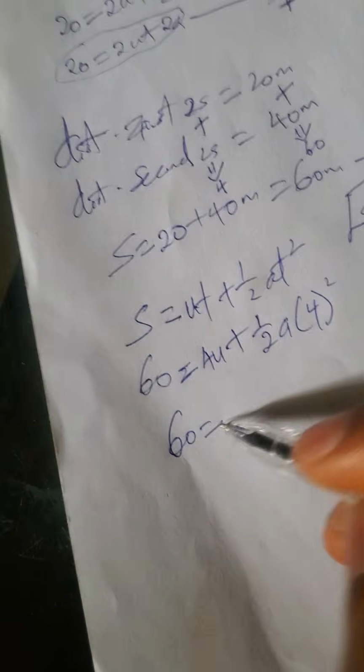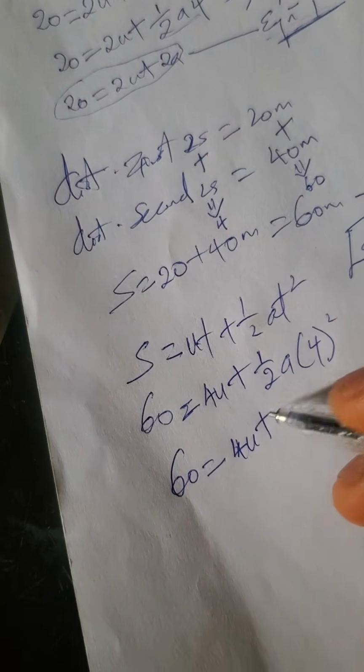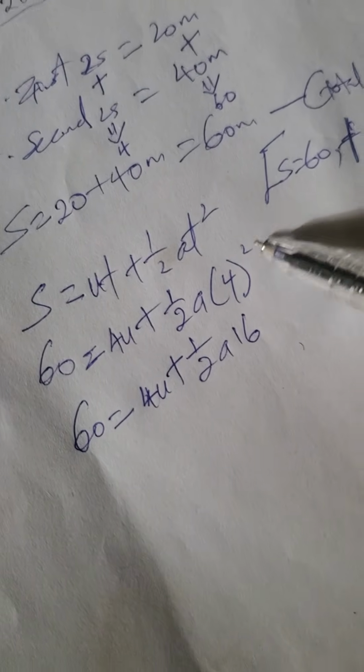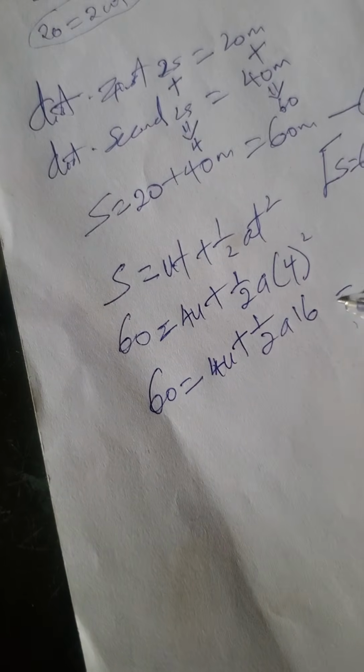60 will now be equal to the same thing I did in the other one. You're going to do it here. So 60 equals 4u plus half a 16. Now 4 is the power of 2. It's not 4 times 2, it's 4 times 4, 4 times itself. Do you get? Okay, so now we bring this thing out here.